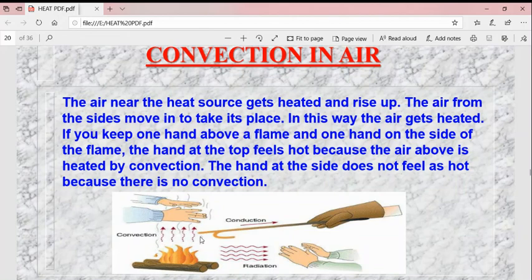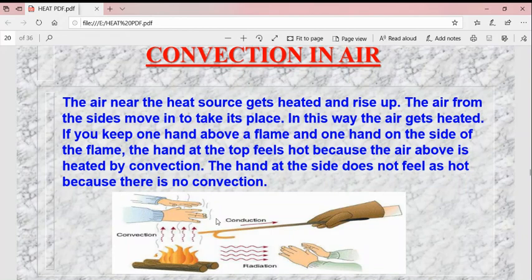The air molecules surrounding this fire get heated and move up, and the molecules at the upper side come down. In this way the air molecules also get heated, so when you hold your hand over the fire, you feel hot, right? So this is the convection process.